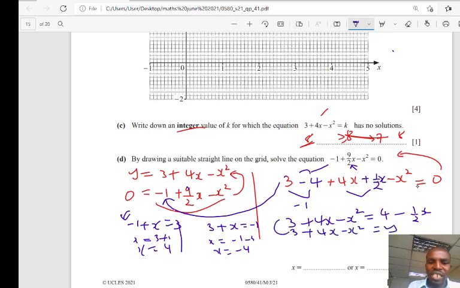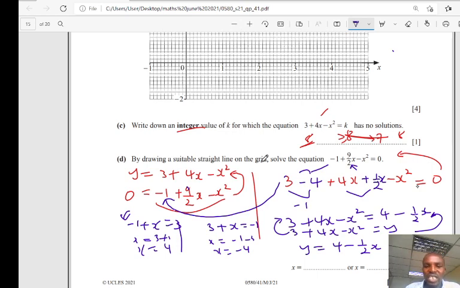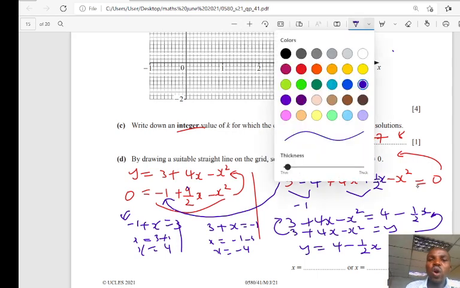So this side will be the same as this side. So it means you draw the line y is equal to 4 minus 1 over 2x. This is the line that you draw. Then where this line cuts the original graph, you can just write down the values of x. Then you can say you have solved your graph.